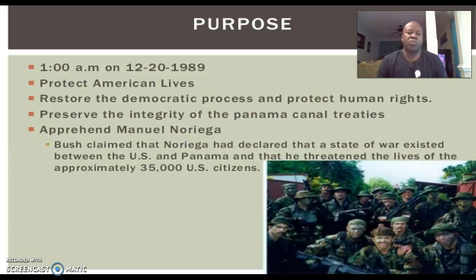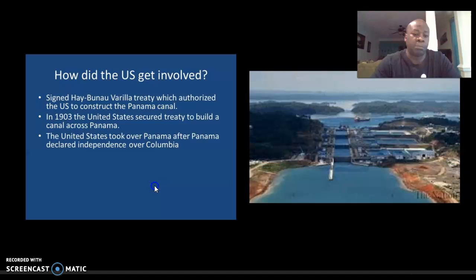The purpose of the invasion was to go into Panama and apprehend Manuel Noriega, who Bush claimed was a dictator to Panama and also threatened the lives of U.S. citizens in Panama. Like I said before, we had a foothold in Panama since 1903 and until 1999.